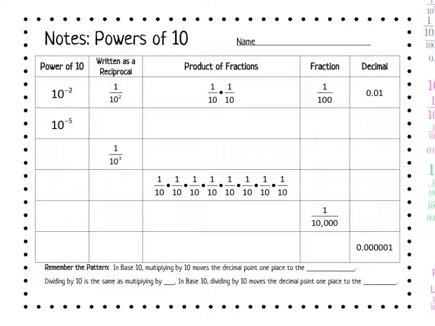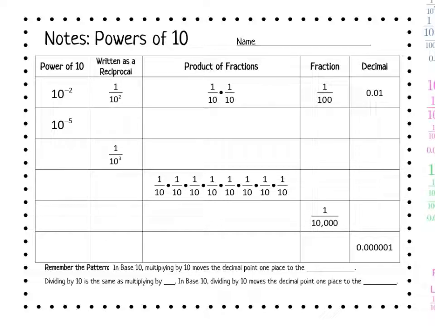So the first thing we have is 10 to the negative second. Next, it wants me to write that as the reciprocal. The reciprocal is another way of saying the inverse of something. So the reciprocal of 10 to the negative second is 1 over 10 to the positive second. So when you write the reciprocal of a negative power, that's going to be written as 1 over a positive power. So 1 over 10 to the second.